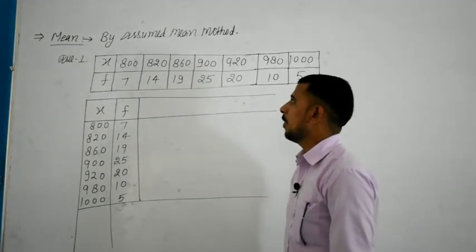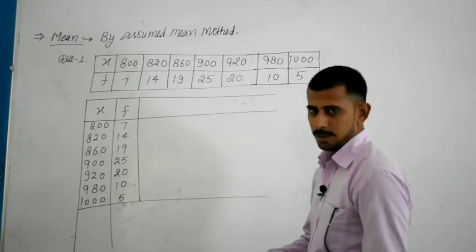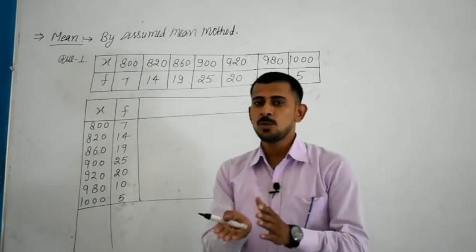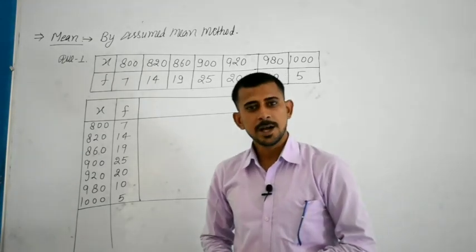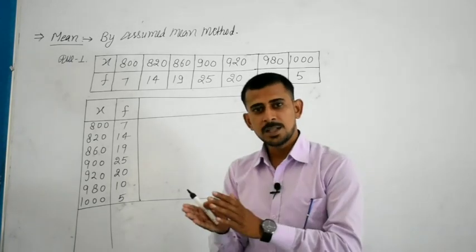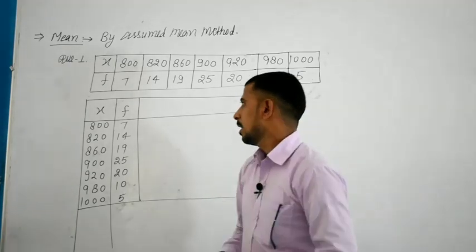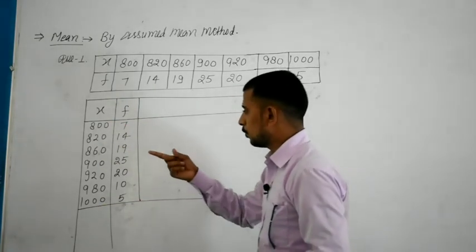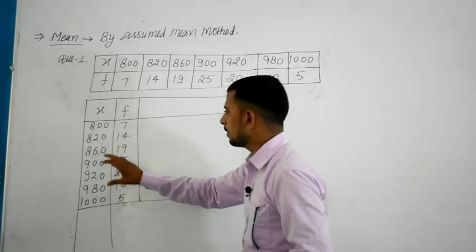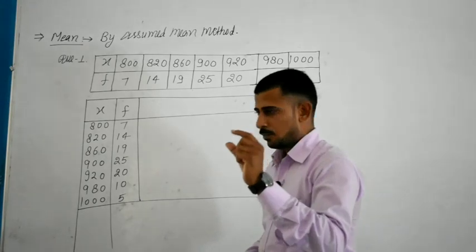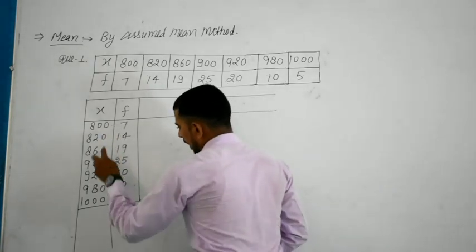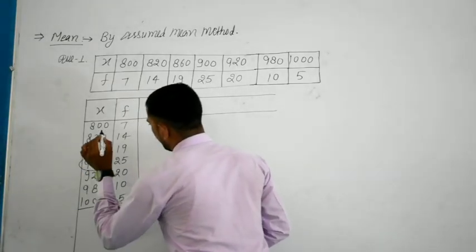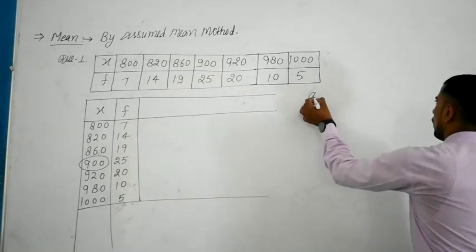Now here we are going to find the mean by the assumed mean method. It means first assume a mean from the values of x. Between the values 800 and 1000, we can assume 900. It means the assumed mean A is equal to 900.